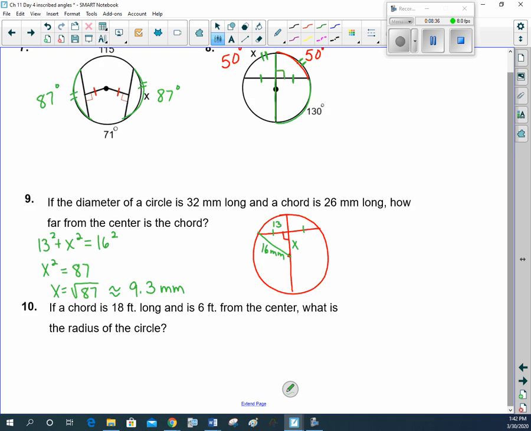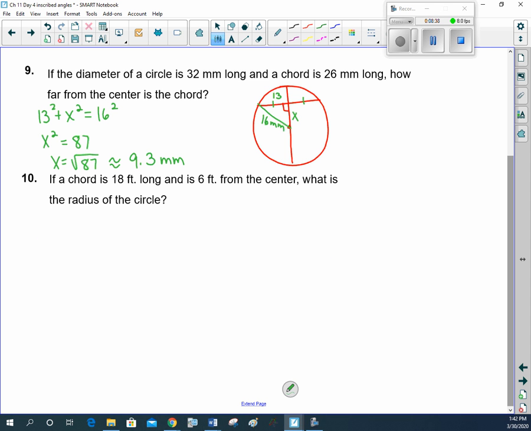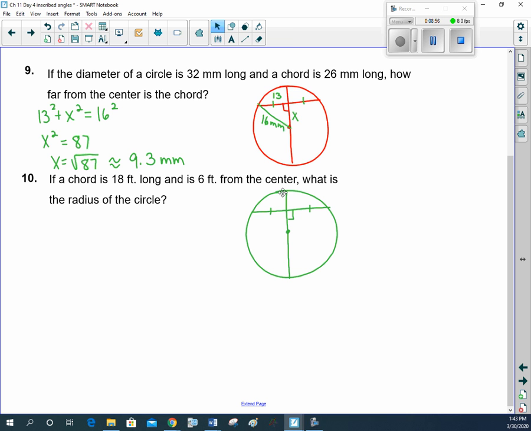Okay, and then this last one. If a chord is 18 feet long and is 6 feet from the center, what's the radius? Okay, so I'm going to draw my circle, put my center in, get my diameter in. I'm going to get it perpendicular to a chord. And I know this piece is the same as this piece, and then I just draw in a radius so I can make a right triangle. And now we'll go back and put the numbers in. If the chord is 18 feet long, so that means each part is 9, and is 6 feet from the center, so here's my 6 feet, what will the radius be?